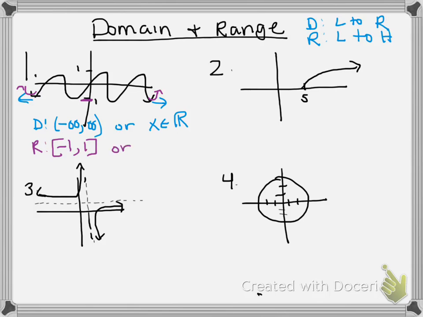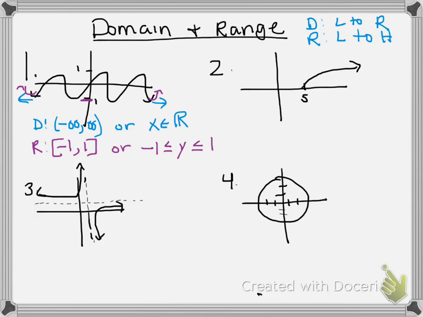If we write this in inequality notation, we're going to say our graph goes from -1 and includes it, so -1 is less than or equal to whatever the y value is, which is less than or equal to +1. So y is always in between -1 and +1, including both of those.